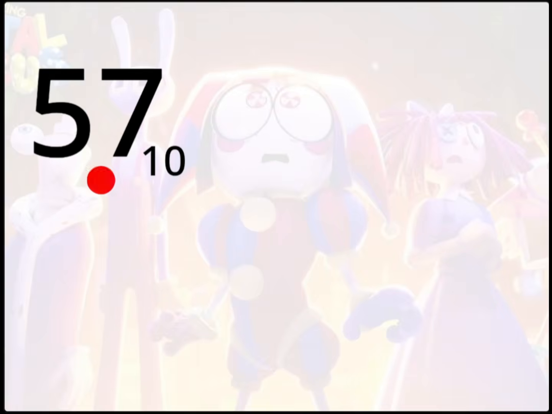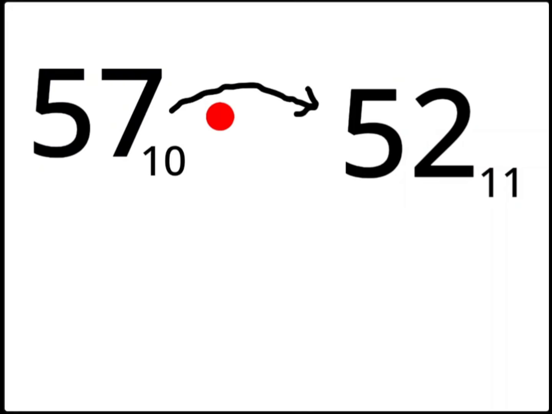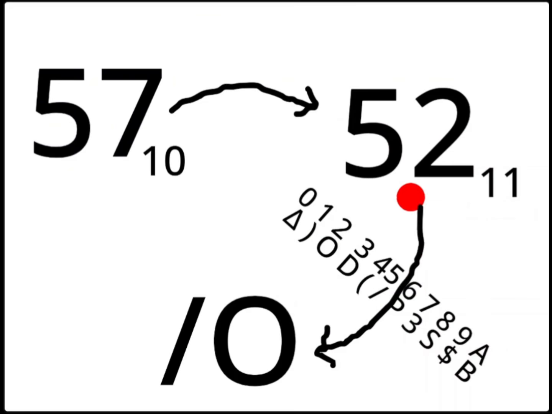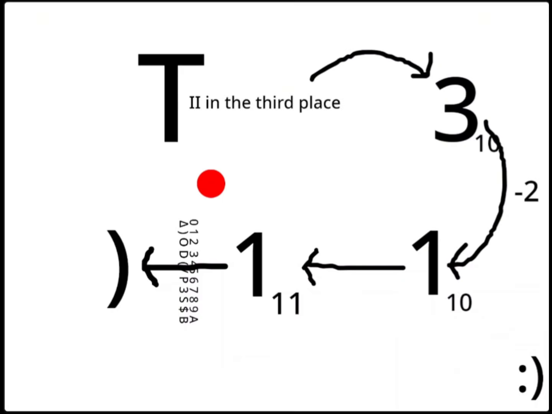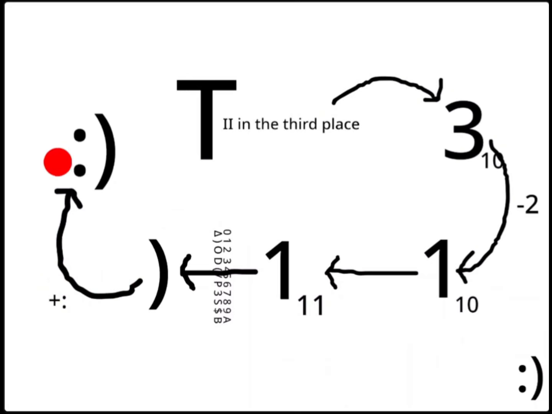So, if we take a random number like 57, we take away, we turn it to base 11, like 52. And then we convert it to this strange numeric system that I've made. It gives us this. So there's one extra step that comes from here. Then all we do is we add little colons just to make it look like a smiley face. And that's how we've converted this thing into an emoticon.